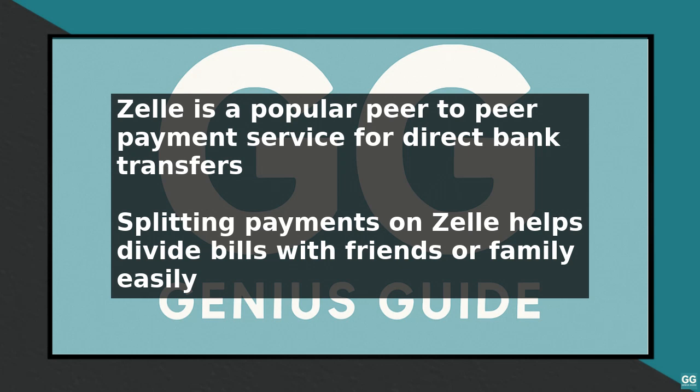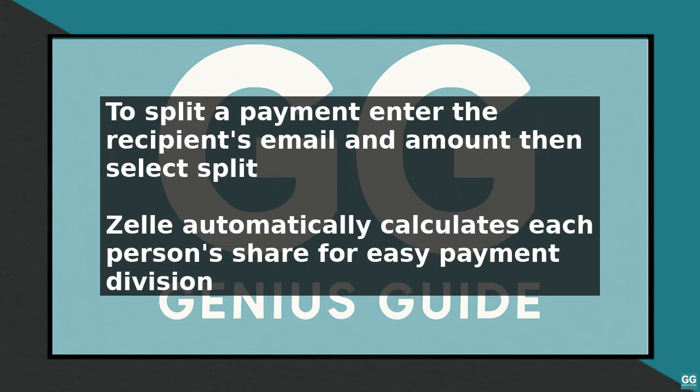To split a payment on Zelle, start by opening the Zelle app and selecting the new payment option. Next, enter the recipient's email address or mobile number and the amount you want to send. Before confirming the payment, click on the Split Payment option.